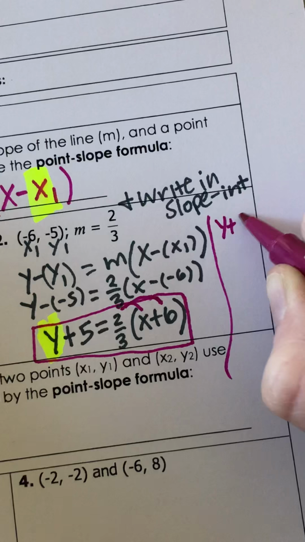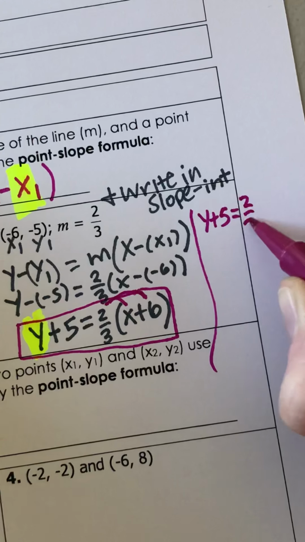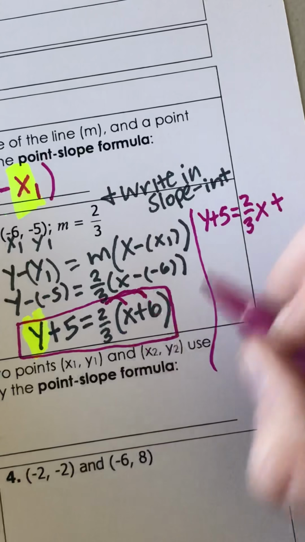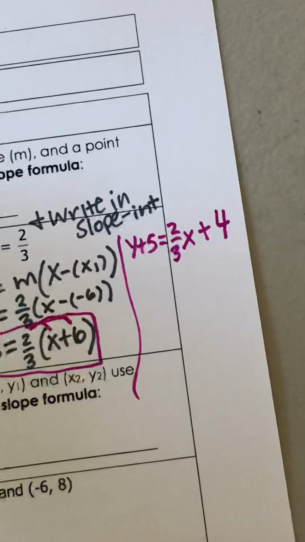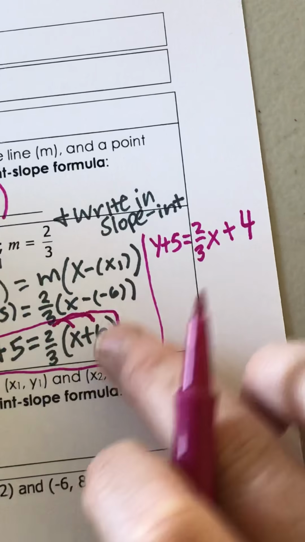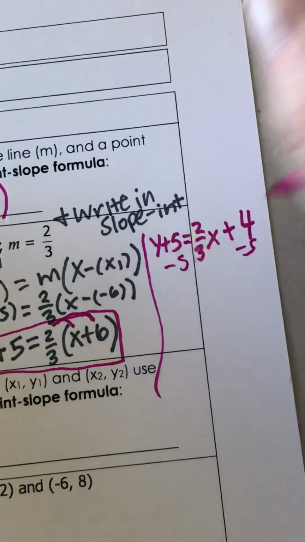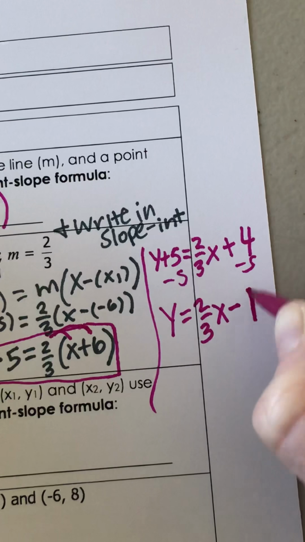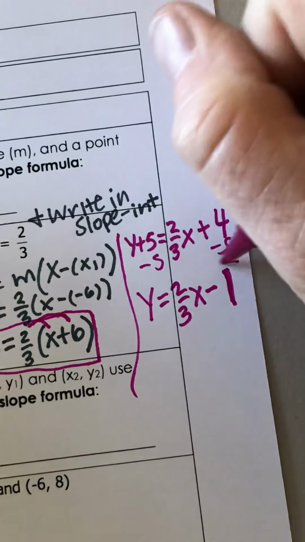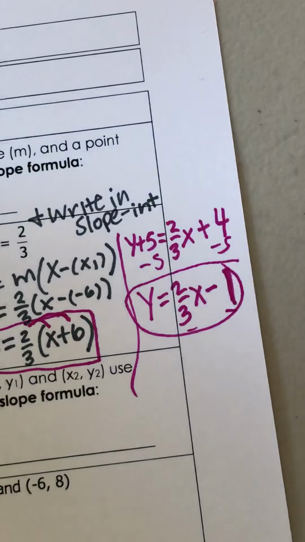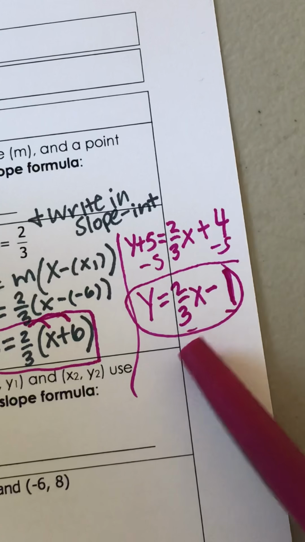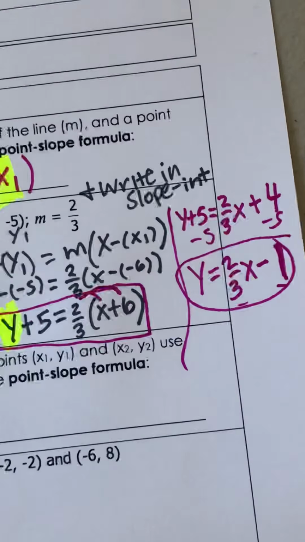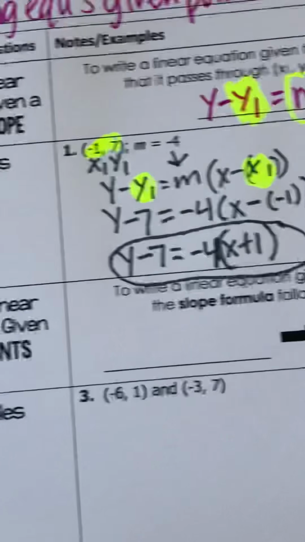So I'd have y plus 5 equals 2/3 x, and then plus 2/3 of 6, or times 6, that would be 4. Okay, so you distribute the 2/3, and then subtract 5, y equals 2/3 x minus 1. Okay, and then that would be a slope, and this would be your y-intercept. Obviously, it should be the same slope because it gave it to you, but that way you could find a y-intercept.